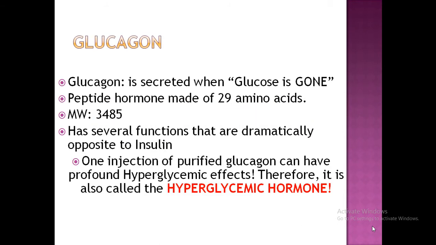As far as glucagon is concerned, you can see that it is secreted when glucose is gone. In short, it is a hyperglycemic hormone. So whenever the blood glucose level is decreasing, there is no more glucose, there will be secretion of glucagon taking place.